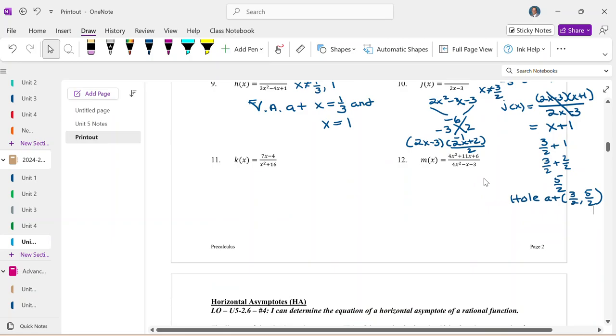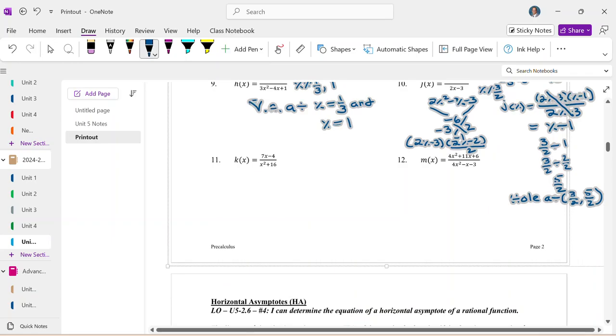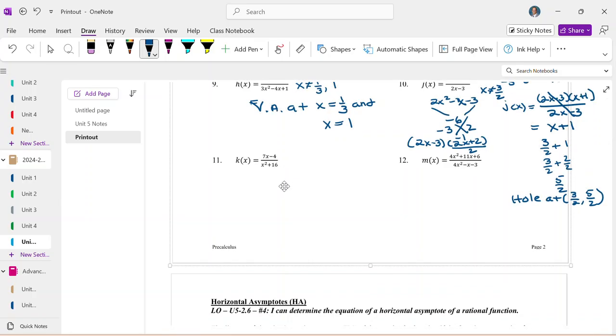Now here, remember, we can't factor x squared plus 16, so there will be no vertical asymptote or hole, right? Because nothing cancels out in the denominator, since we can't factor that.